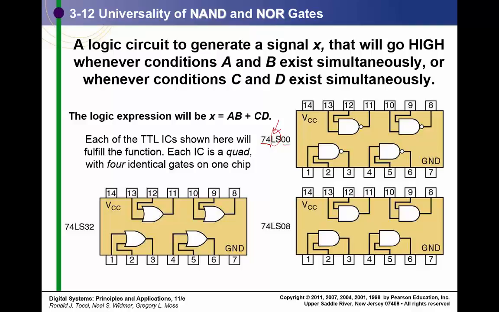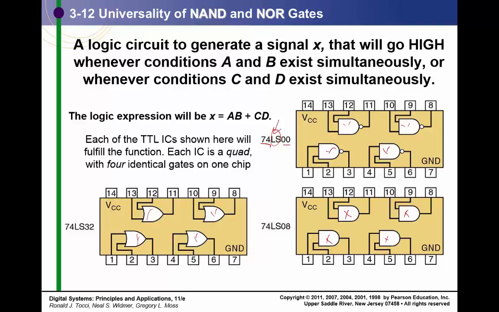This is a quad NAND gate. I said 4 input, but it has 4 NAND gates on the chip. This is a quad 2-input OR gate. There's 4 there, and this is a quad 2-input AND gate circuit. So we've got 4 gates on each one of these.